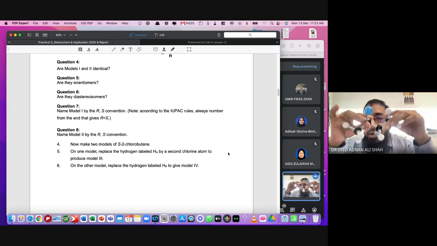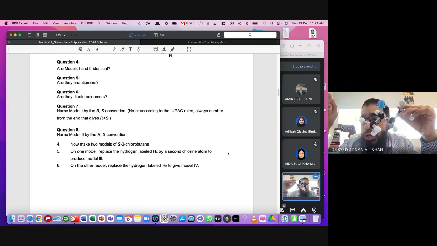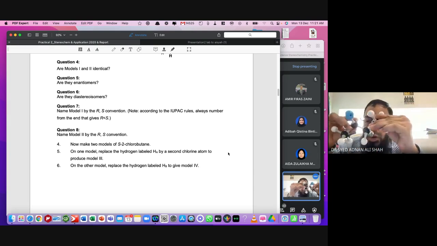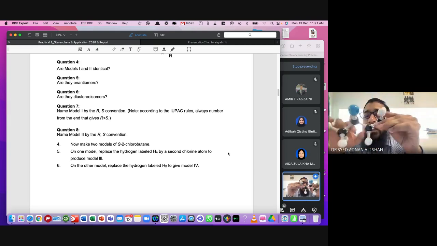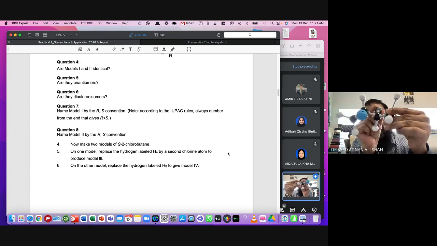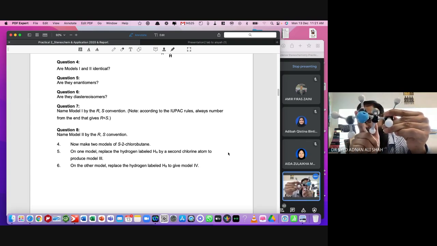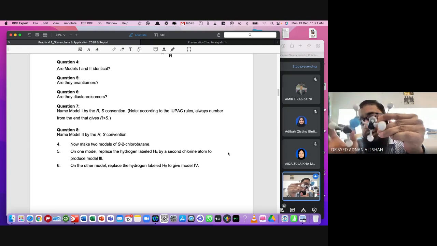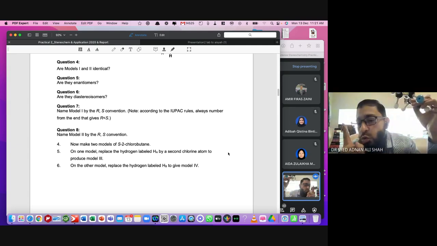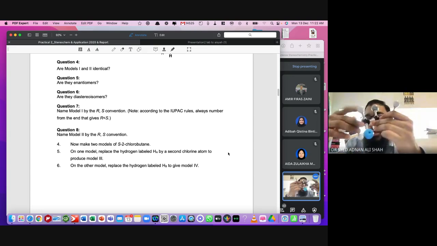There are two stereogenic centers, right? Previously in 2-butane there was one chiral carbon. In this one there are two chiral carbons, right? You can see this carbon has hydrogen, chloride, CH3, and this group, so this one is a stereogenic center, number one. Number two, this carbon has hydrogen, chloride, methyl, and this group. So there are two chiral centers, two stereogenic centers in the molecule.